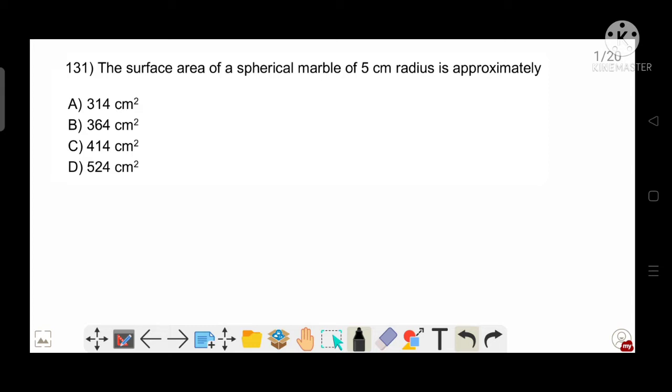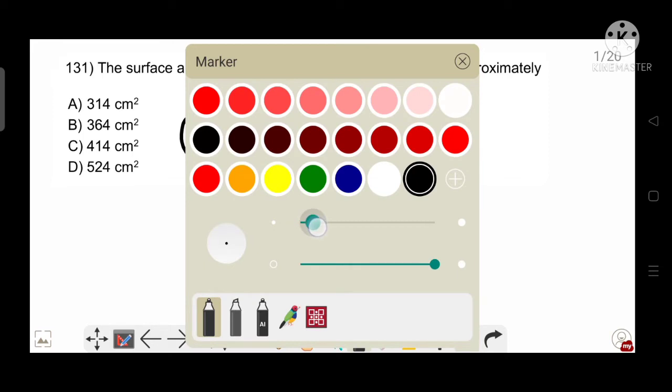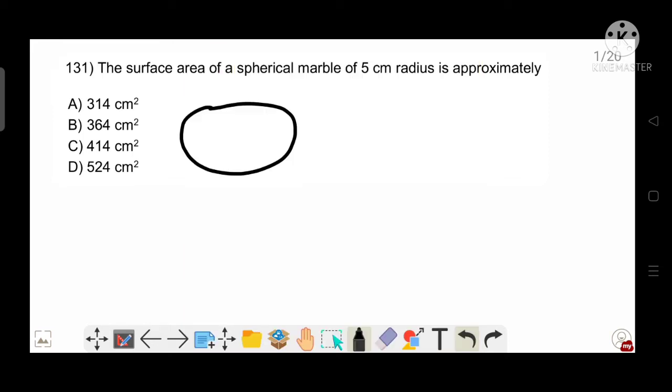Now, given your question: the surface area of a spherical marble of 5 cm radius is approximately. We have to find the surface area. Surface area means spherical marble. This is a sphere. My handwriting is not so good, so you can adjust. This is the surface area. This is the spherical sphere.